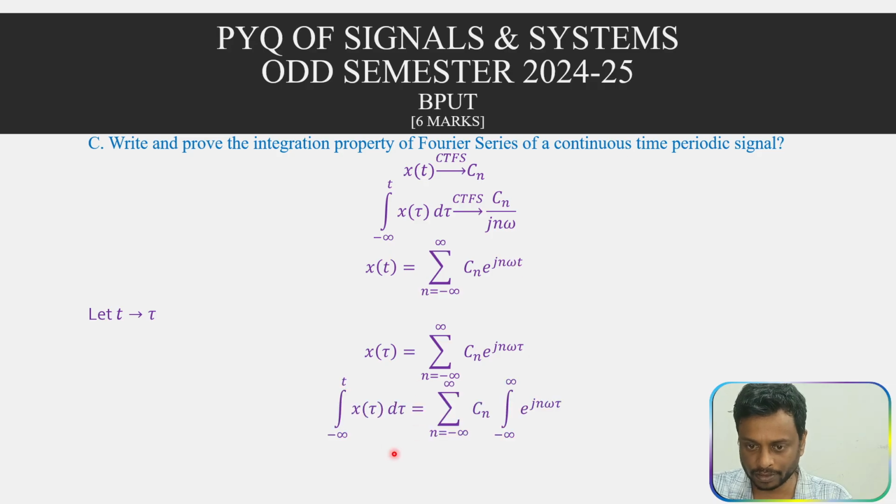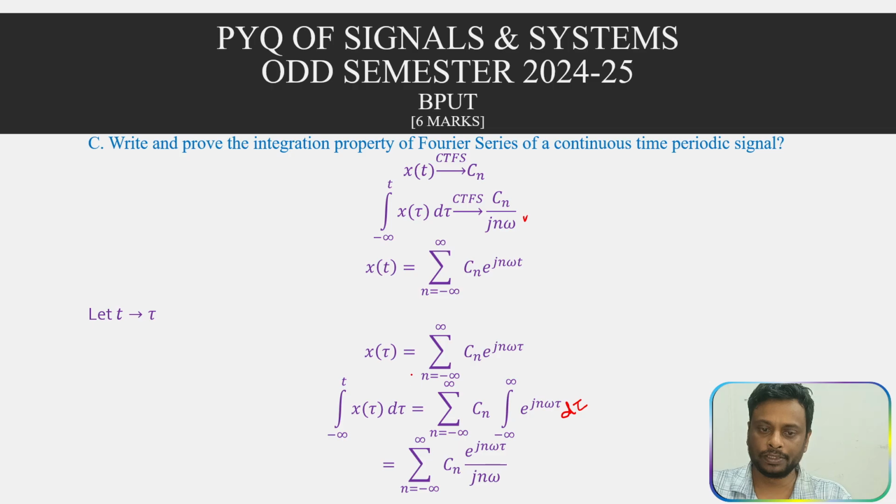Then integrate this, from minus infinity to t. So the summation from minus infinity to plus infinity of c n, you can see it will be integrated. Integrated means it will be e to the j n omega tau d tau. So now it will be c n e to the j n omega tau divided by j n omega. So these things you can write as c n divided by this j n omega.